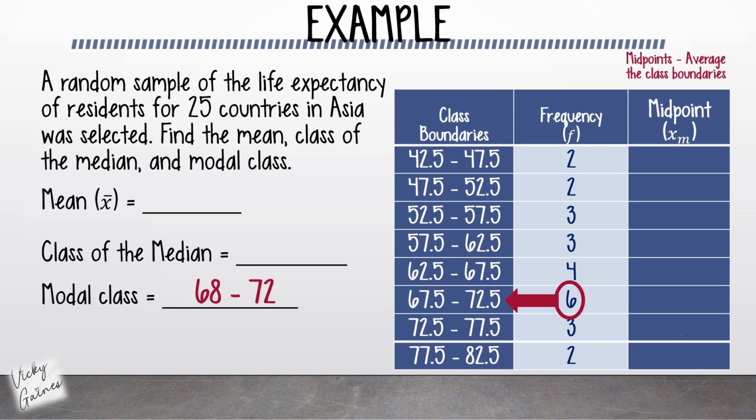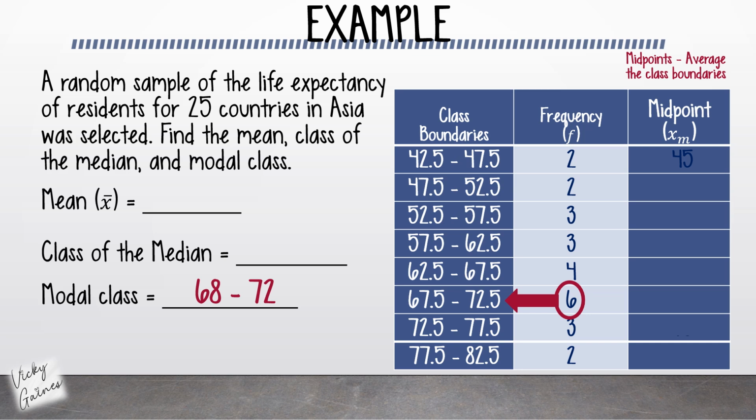Now we will need the midpoints in order to find the mean and class of the median, which we'll do on another screen. For the midpoints, average the class boundaries because those are what's given. So we would add the 42.5 and the 47.5, get that total, and divide by 2. So our midpoints are 45, and you can keep doing that for each of them, but we know how to deal with grouped frequency distributions, and it looks like our class width is 5, because we can subtract 47.5 minus 42.5.